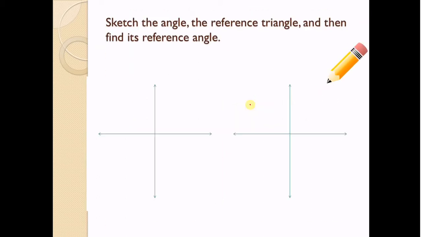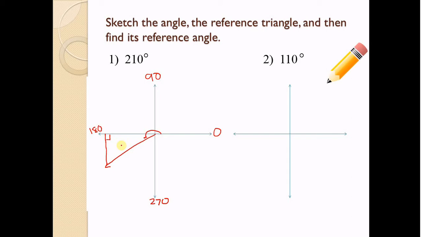So, let's sketch the angle, the reference triangle, and then find its reference angle. So I have 210 degrees. Well, I know if I label my sides here, I got 0, 90, 180, 270. I know 210 is closer to 180, so it's about right there, right? I'm going to sweep out that way. To make my reference triangle, you're going to drop a perpendicular all the way down there. Remember, it's the x-axis, not the y.